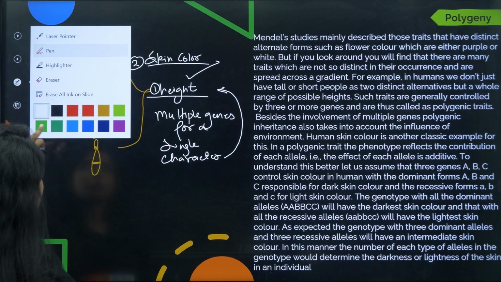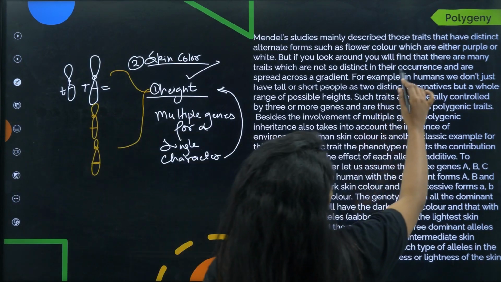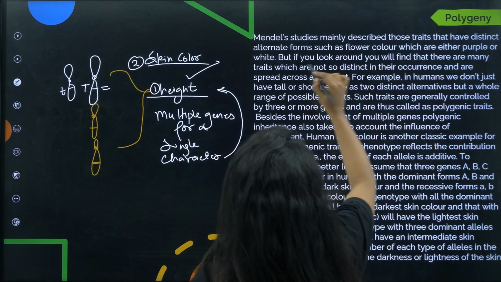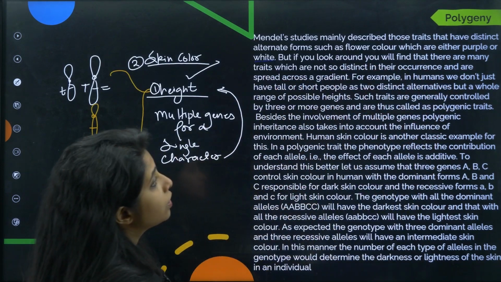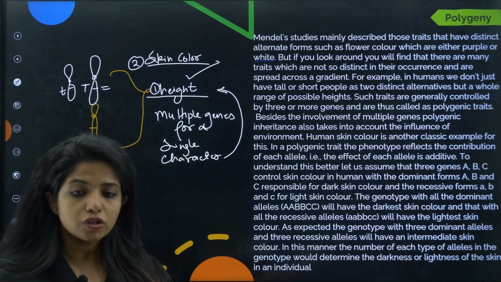Now before going ahead, I want you to read the NCERT and then we'll go ahead. Mendel's studies mainly describe those traits that have distinct alternative forms, such as flower color, which is either purple or white. But if you look around, you will find that there are many traits which are not so distinct. It's not just tall and dwarf.